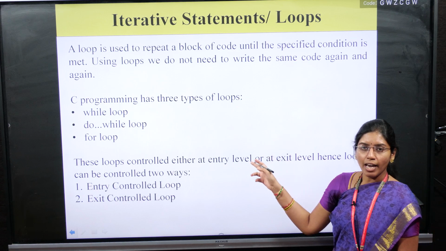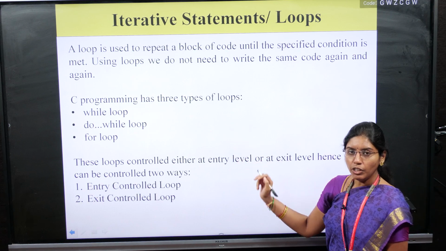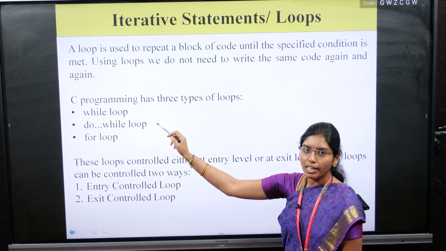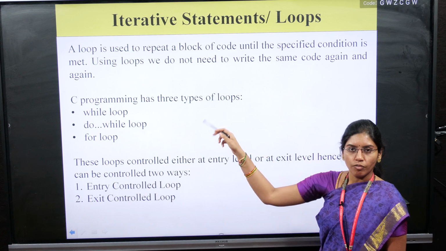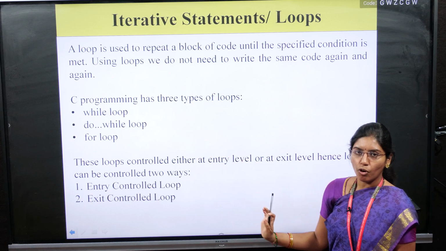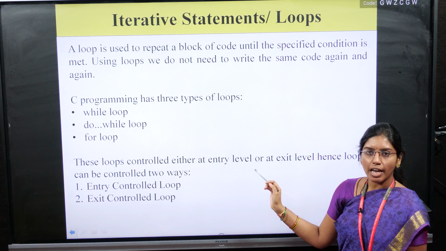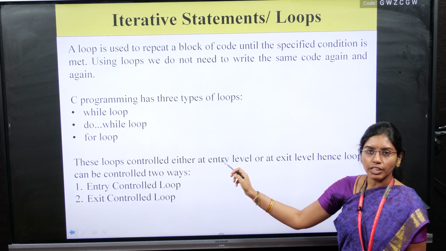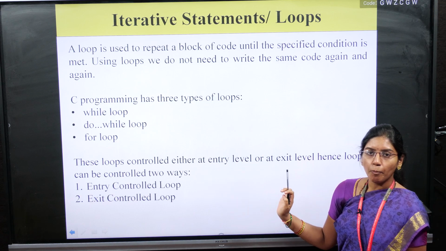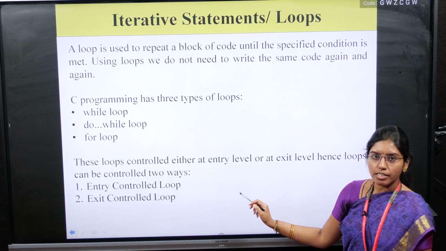Now we have 3 types of loops, known as for loop, while loop and do while. These are your 3 different types of loops: for, while and do while. In this topic we shall discuss while, do while and for loop. We are also going to see other types of loops, called entry controlled and exit controlled. Entry controlled is also known as pre-test loop and exit controlled loop is also known as post-test loop. So we shall discuss what these entry controlled and exit controlled loops are.